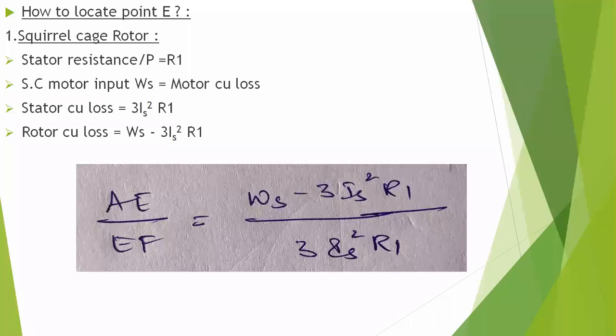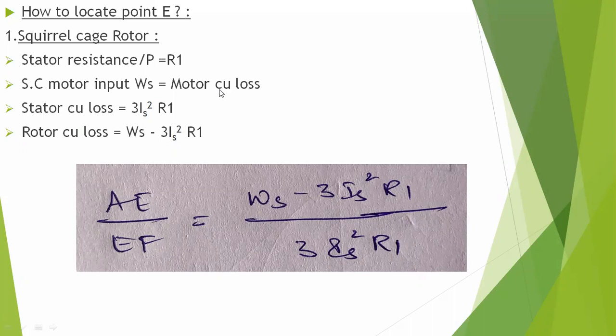Now the short circuit motor input WS. Short circuit motor input WS is nothing but motor copper losses. Only motor copper losses, because we are neglecting the motor iron losses. At the short circuit, we are neglecting the motor iron losses, so the remaining loss is nothing but copper loss. So entirely the short circuit motor input will depend upon the motor copper loss only.